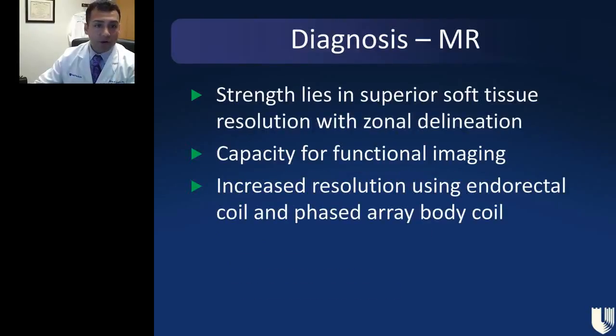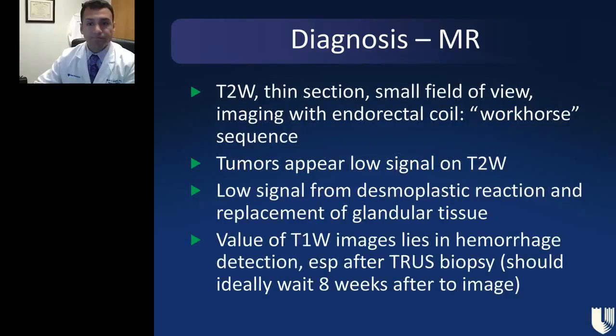In regards to MR, the strength of MR lies in its superior soft tissue resolution with the delineation of the different zones of the prostate gland. We also have added on high-quality functional imaging to our high-quality anatomic imaging, and I'll talk a little bit about that. And finally, we have been able to increase our resolution using endorectal coils in combination with phased array body coils.